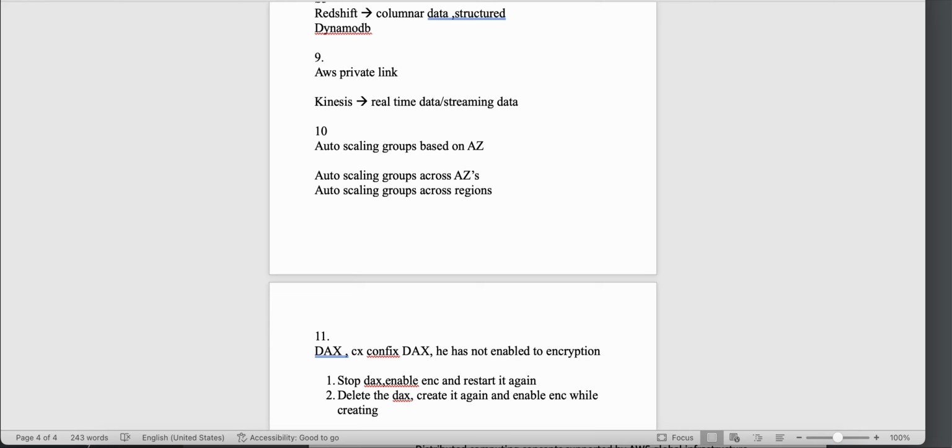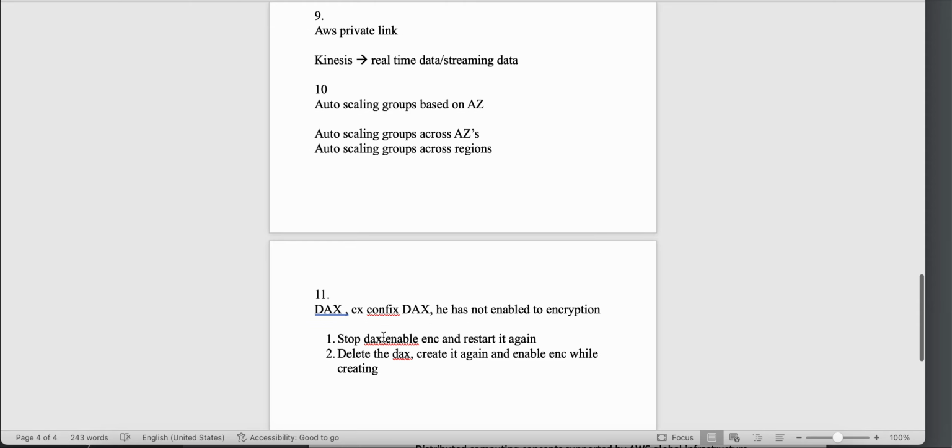So in most AWS services, like in most databases like RDS also, if you do not enable encryption in the beginning, we cannot enable it mid-tier. In case of RDS, we have to take a snapshot and then enable encryption, and the process goes on. Similarly in DAX, once you have already created it, you cannot enable encryption in between. So simply you have to delete it, create it again, and while creating, select the encryption option.